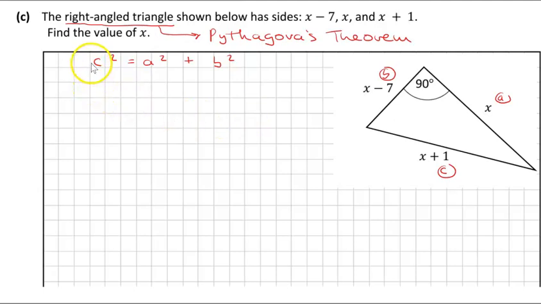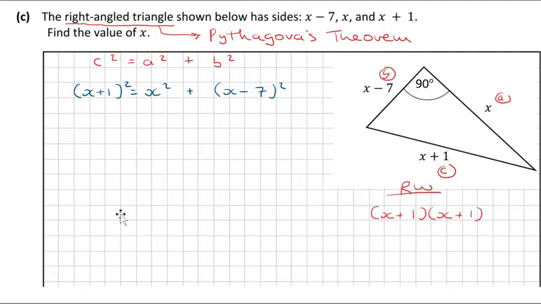So c squared is going to be x plus 1 to be squared, equals a squared, which is going to be x squared, plus b squared, which is x minus 7 to be squared. Make sure you've got brackets around the x plus 1 and around the x minus 7. So now we need to do some rough work.